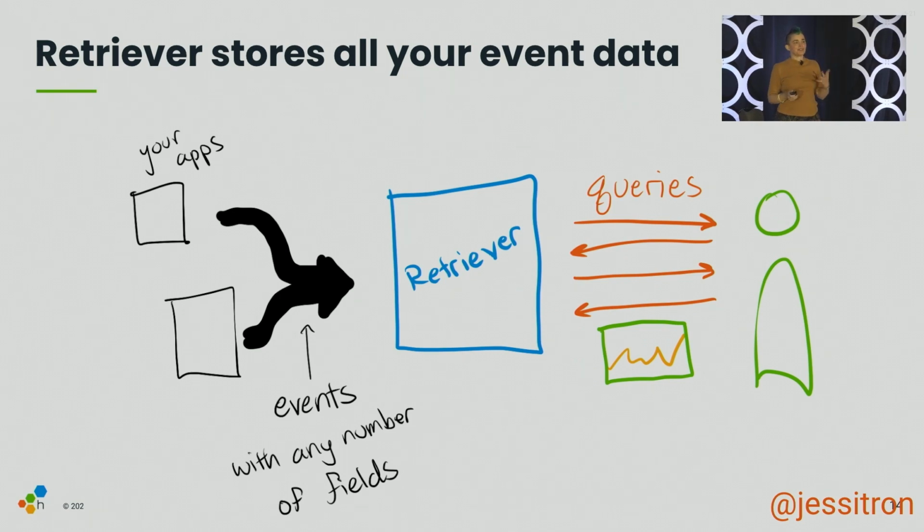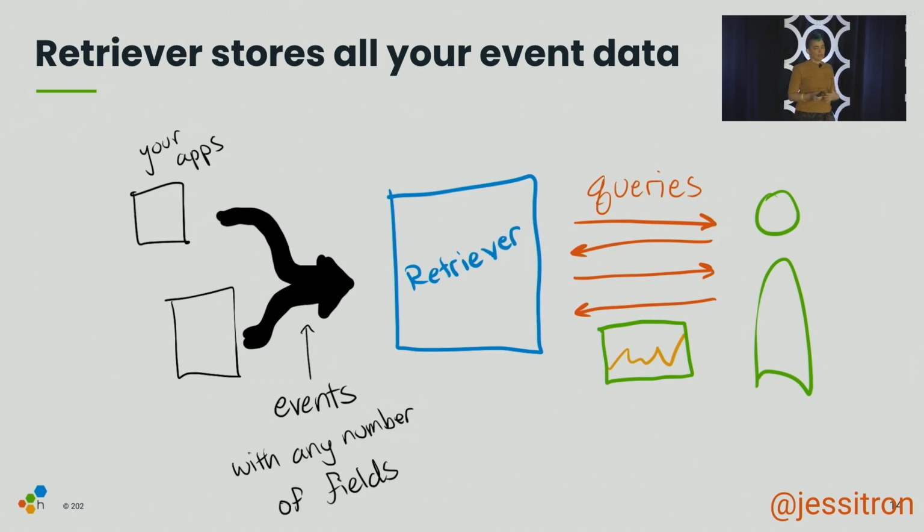So our data store, Retriever, how does this work? Events come in from your application, and we store them. And then queries come in from the Honeycomb UI, and we do all those aggregations and produce the query results. So how do we make this fast?